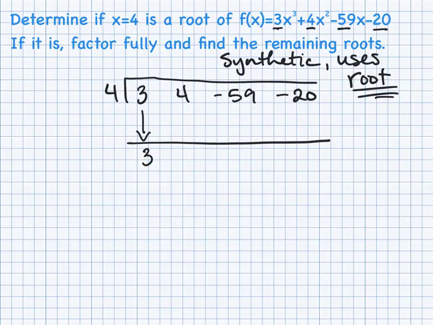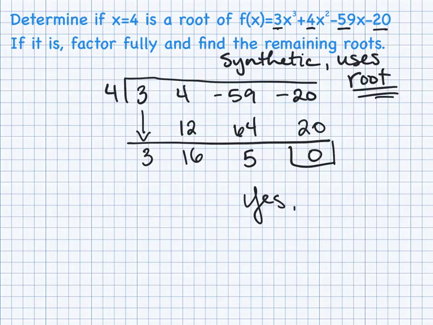multiply 4 times 3, you get 12, and you add to get 16, 4 times 16 to get 64, you add again, negative 59 plus 64 gives us 5, multiply 4 times 5 to get 20, and we end up with a remainder of 0. So once again, yep, x equals 4 is a root. So those are the 3 different methods.